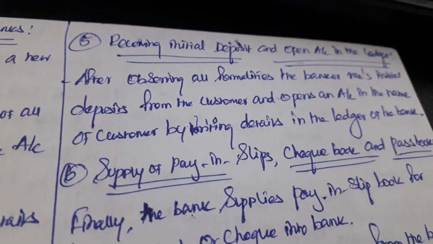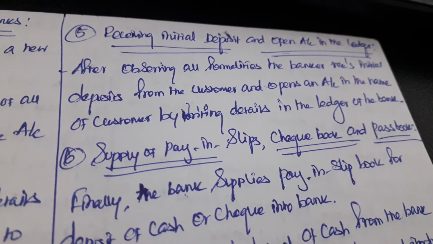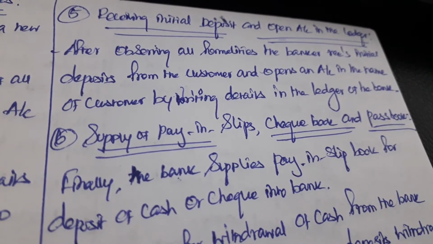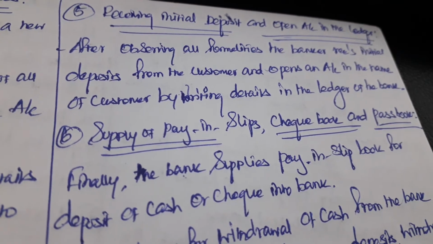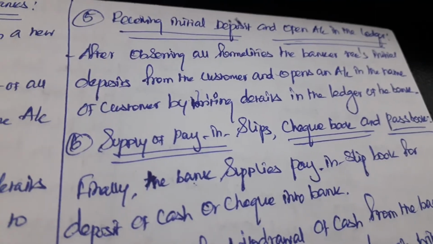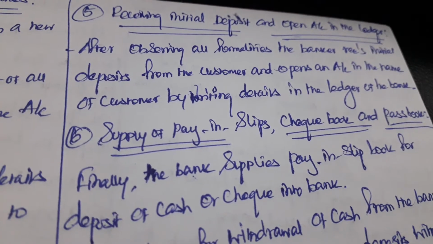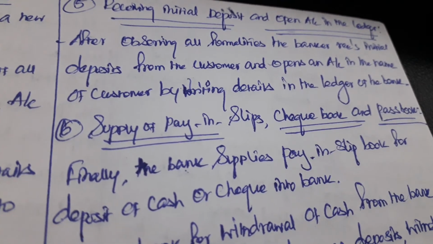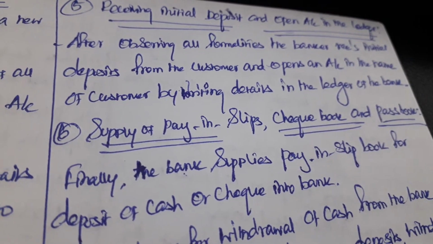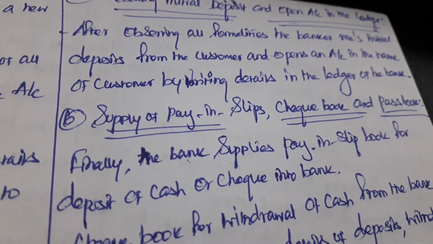The next one is receiving the initial deposit and opening an account in the ledger. After observing all formalities, the banker receives the initial deposit from the customer and opens an account in the name of the customer by writing details in the ledger of the bank. The initial deposit varies from bank to bank. It does not fix a certain amount. So the bank receives the initial deposit from the customer, then makes the entry in the bank's ledger book.